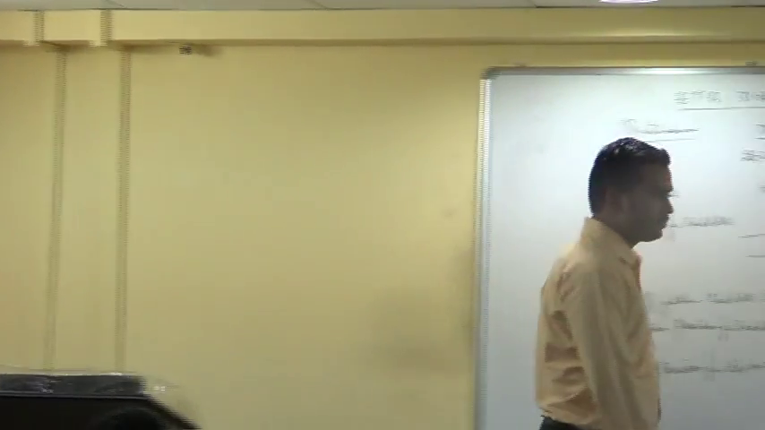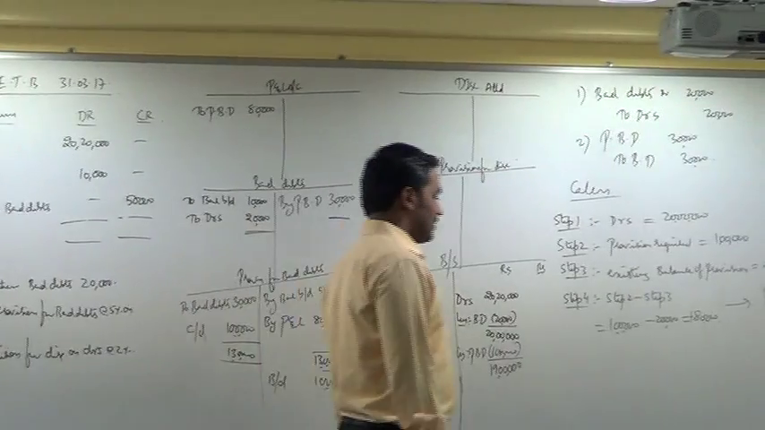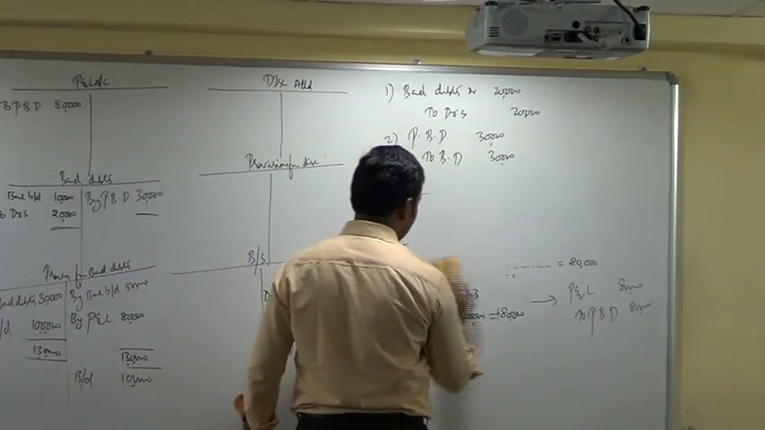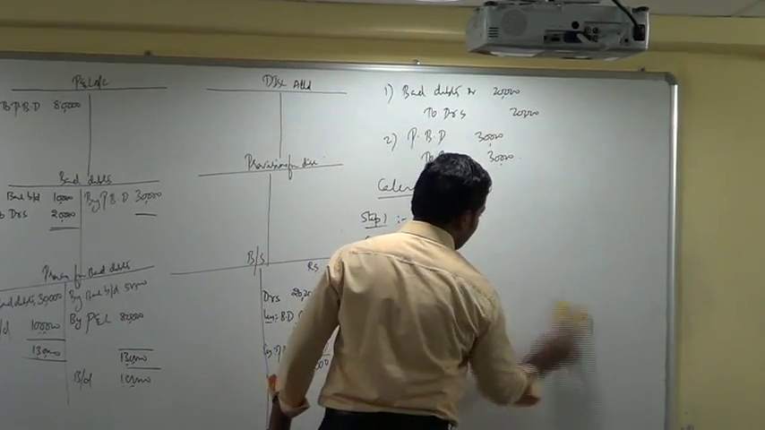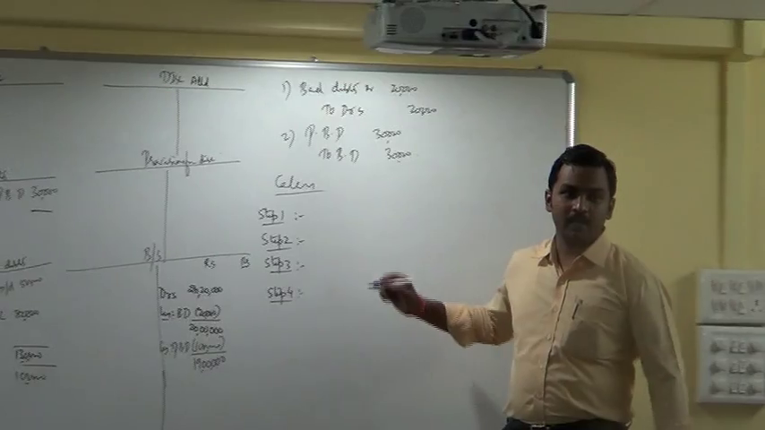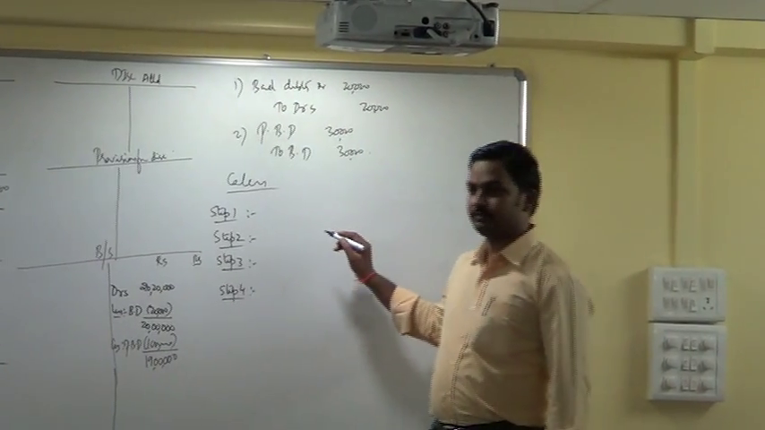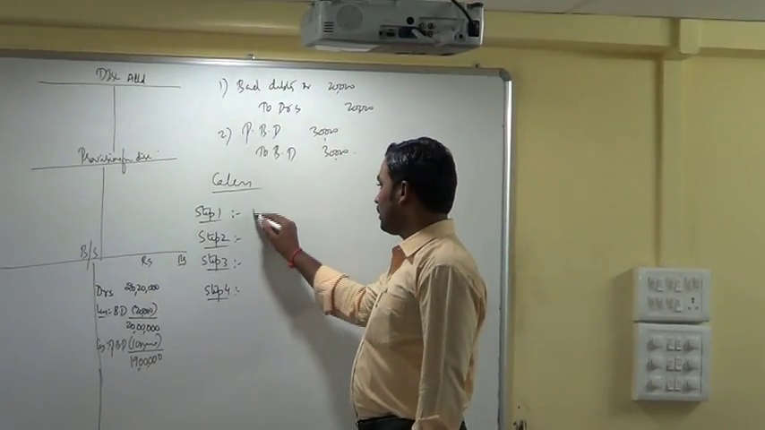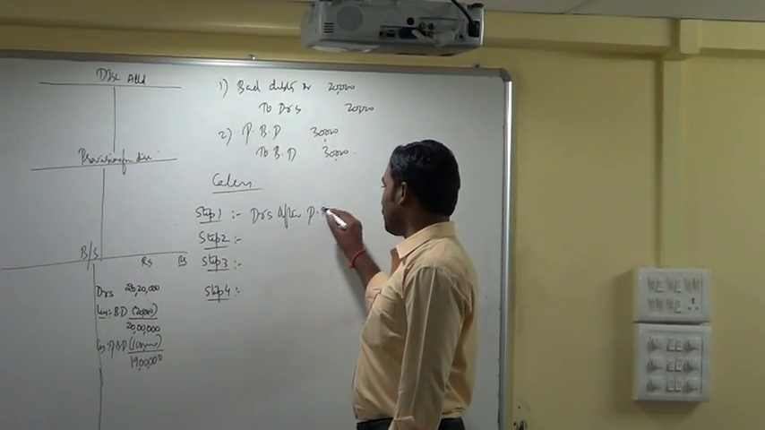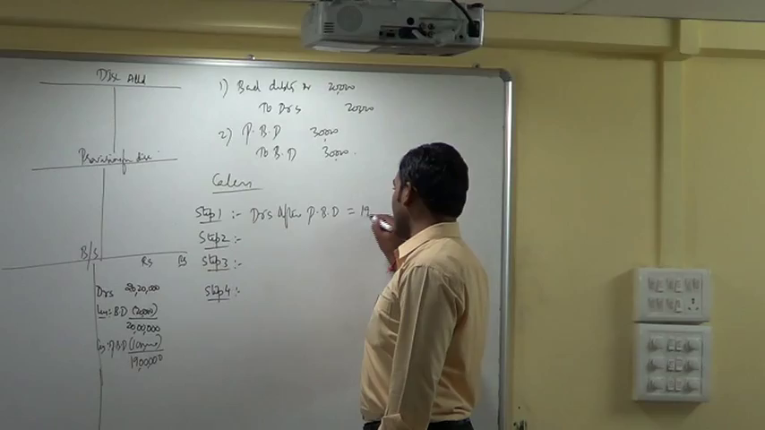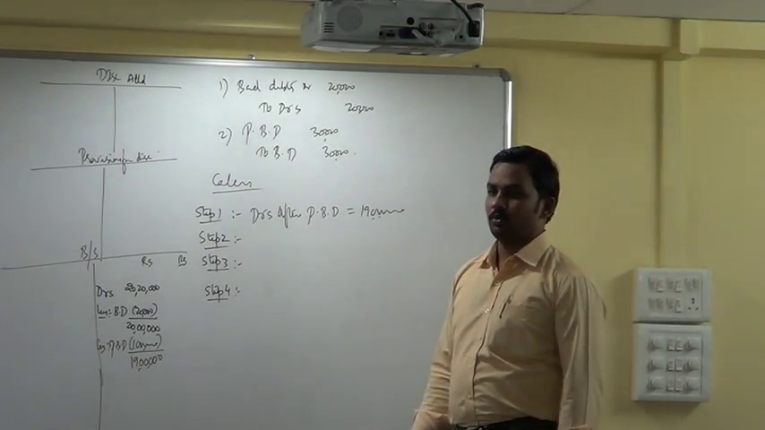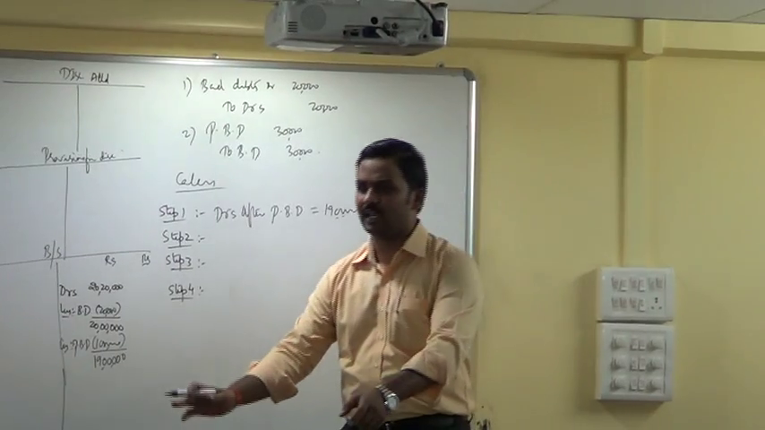Similar working note. Calculation of the amount to be debited or credited to the P&L account to maintain provision for discount. Write down step 1. Step 1. Debtors after provision for bad debts 19 lakhs, because out of 20 lakhs we know 1 lakh will not be collected.